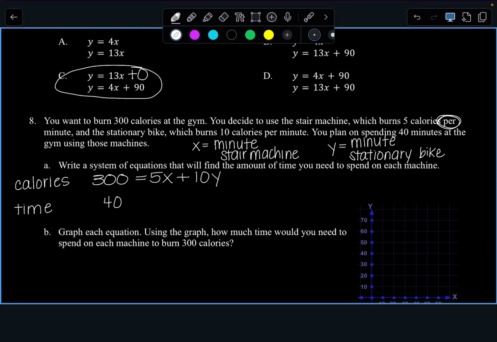Wait, how'd you get that? Because it says it burns 5 calories per minute. So 5 calories times the number of minutes on that machine.